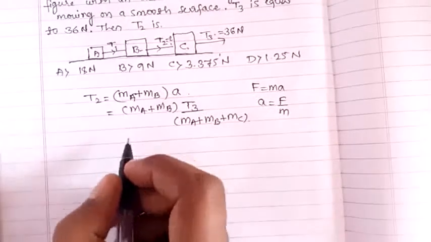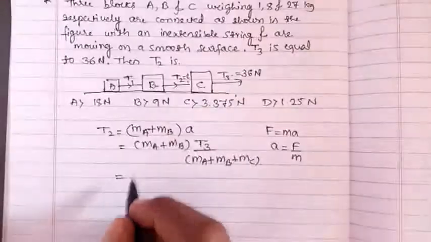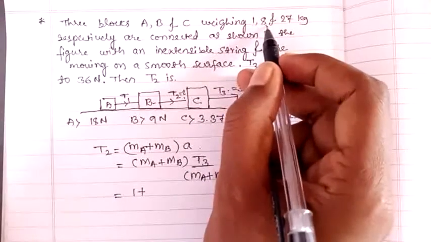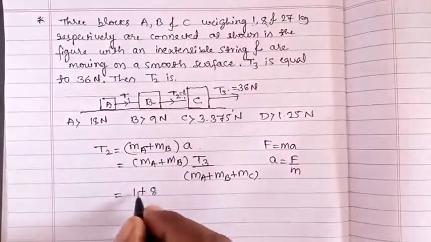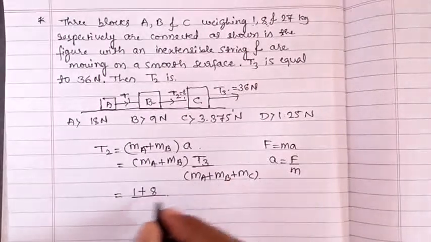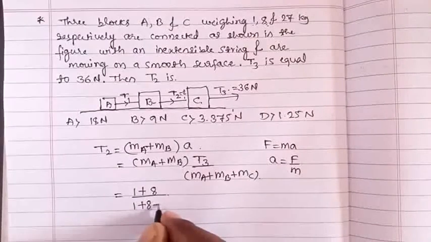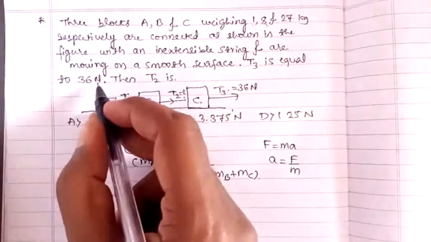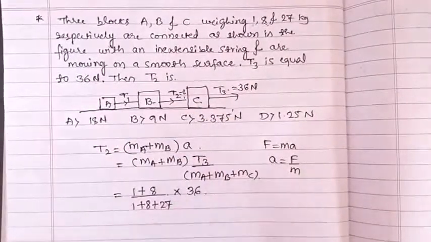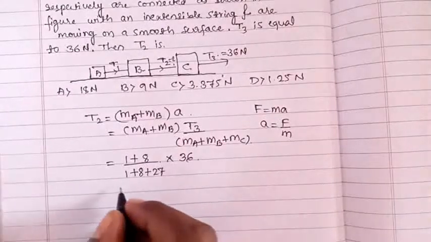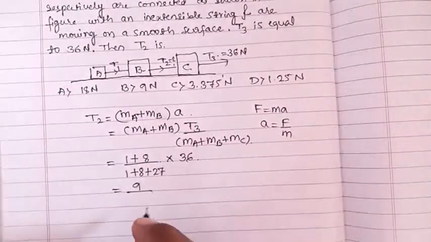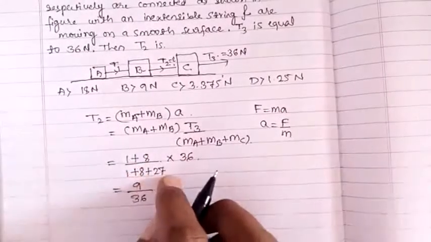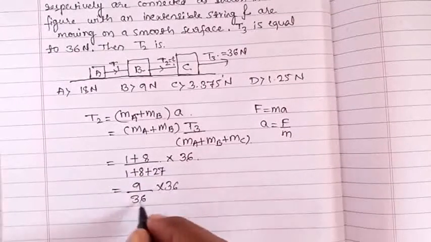On substituting the values, what is ma? Ma is nothing but here 1 kg, that is 1, plus mb, which is 8. 1 plus 8, divided by the total mass, again 1 plus 8 plus 27. So T3 is nothing but here 36. T3 is 36. Then 1 plus 8 is 9. 9 by 36, into, 1 plus 8 plus 27 is 36.